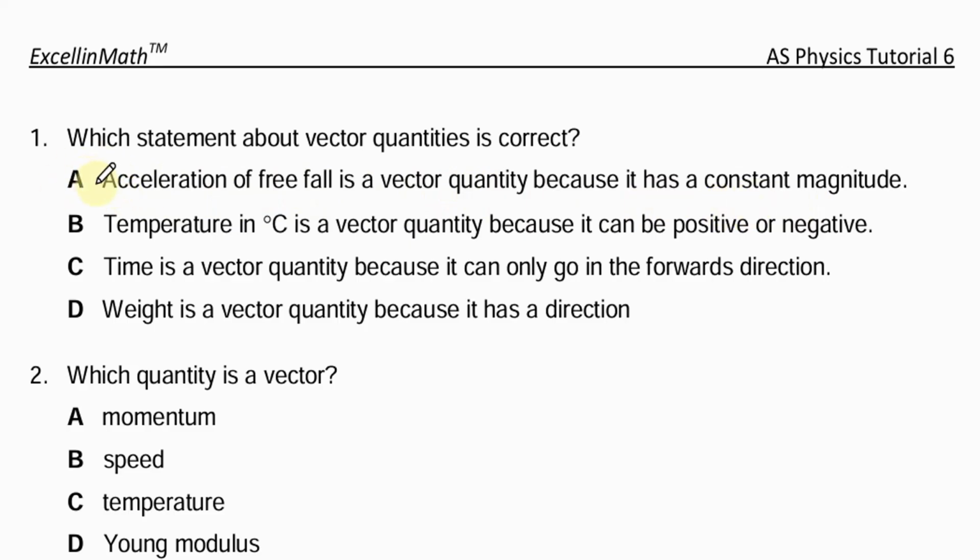So it's not A. In B and C, we have temperature and time given as vectors. And you should know that both temperature and time are scalars. In D, we have weight is a vector because it has direction. Now, weight is force, so we know that it's a vector, and the reason that it's a vector is because it has direction. So D is the correct answer.